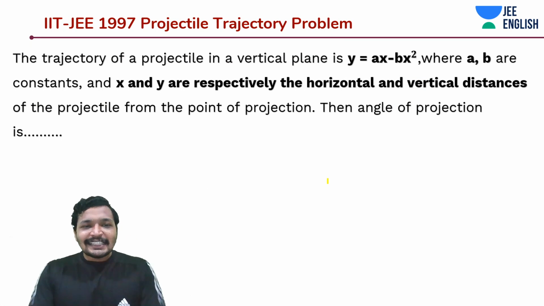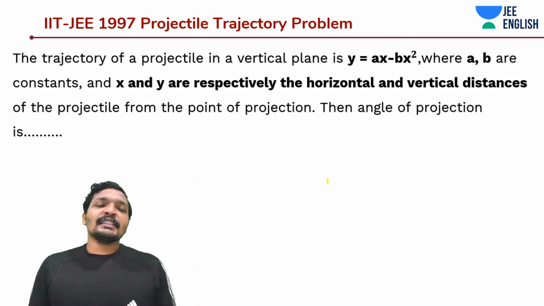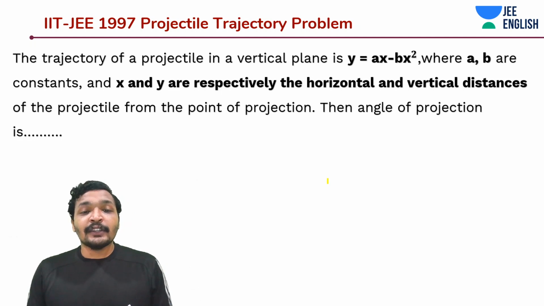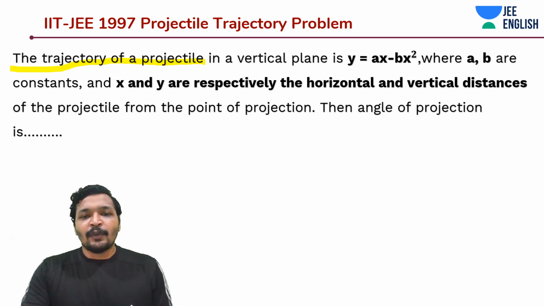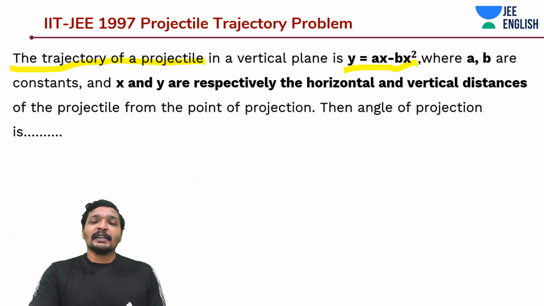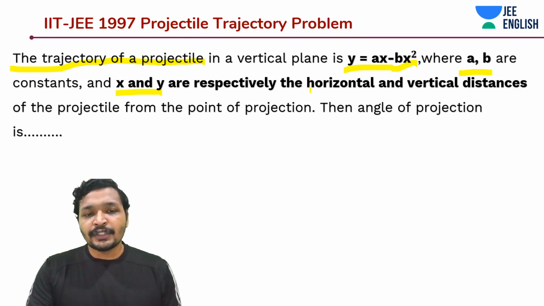Let's do a very easy projectile trajectory IIT JEE problem. So in this case, you'll see, after learning this concept, my goodness me, this is so easy. If I was in 1997, I would have easily scored in this projectile motion problem of IIT JEE. So it says that the trajectory of an object in projectile motion is y is equal to ax minus bx square. The same problem statement as before. a and b are constants. x and y are the horizontal and vertical distances, or the horizontal and the vertical positions.